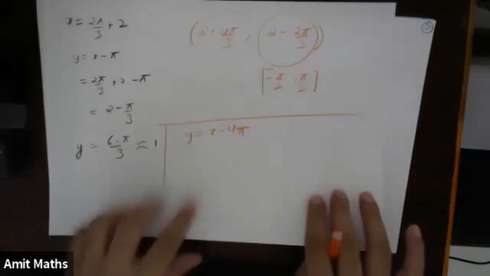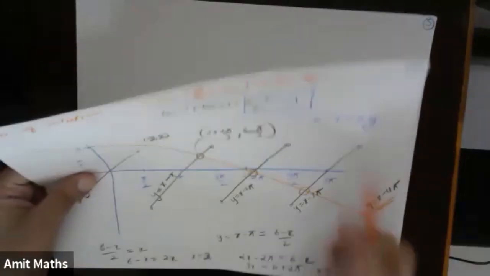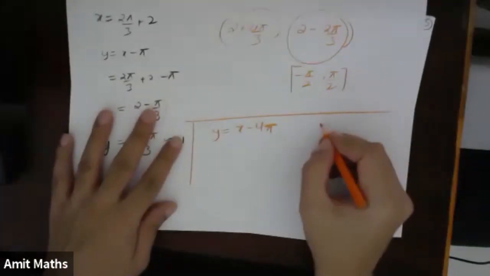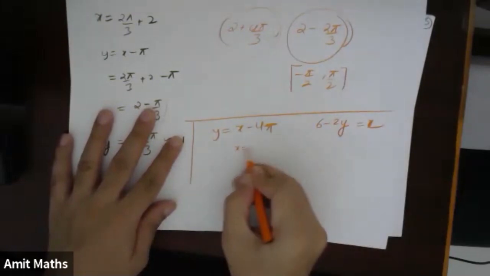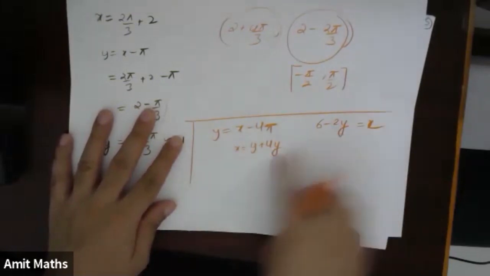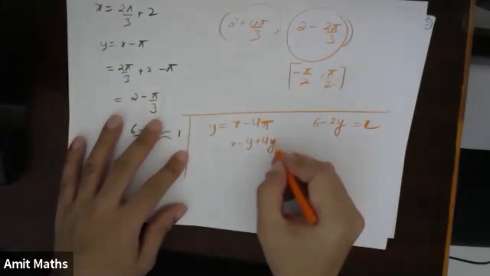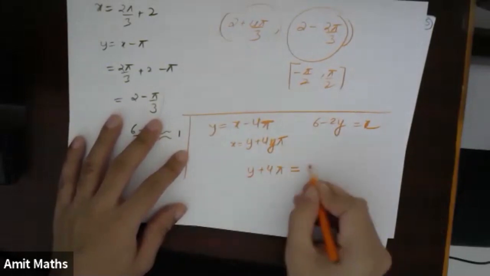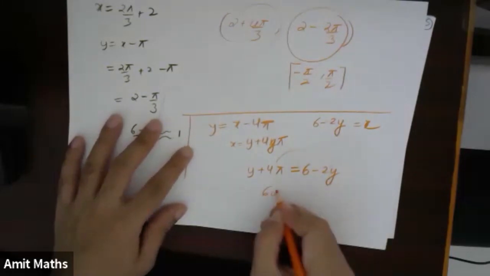Okay. So y is equal to x minus 4 pi, and we are getting x is equal to 6 minus 2y. 6 minus 2y is equal to x, and here x is equal to y plus 4 pi. So I will simply equate these two and find the value of y. So this is y plus 4 pi is equal to 6 minus 2y. This will come to this side. So this is 6y.